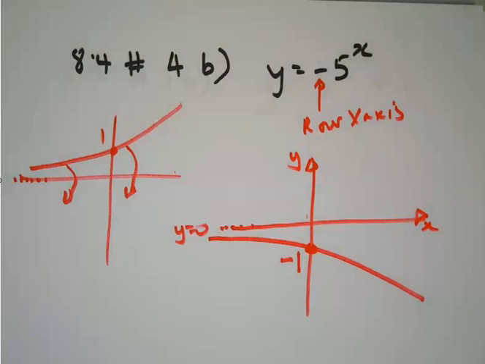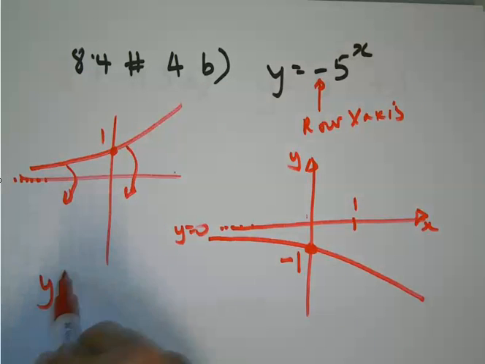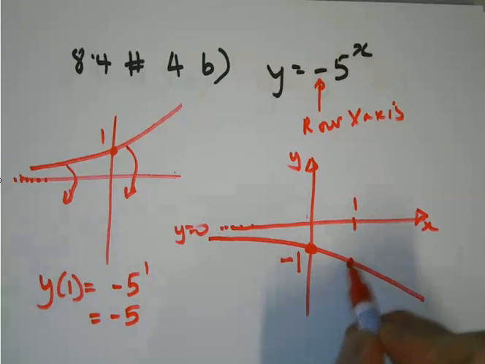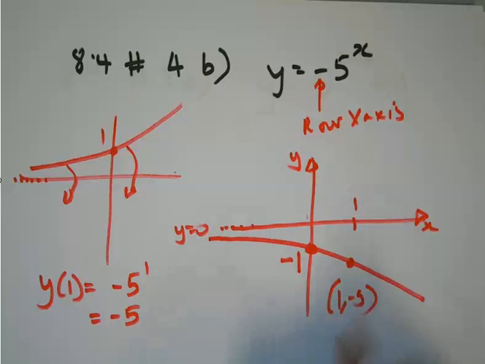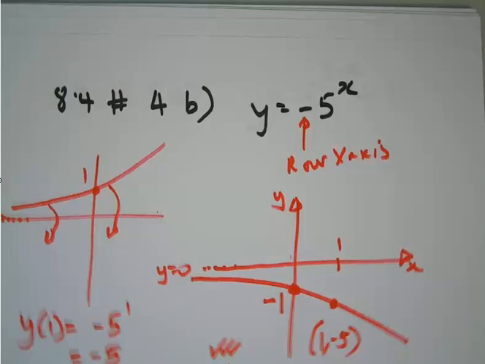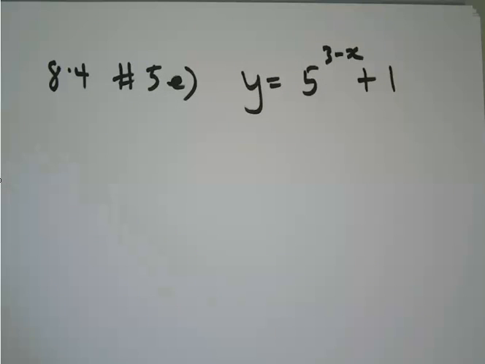I'd like to have another point. I'll choose the point when x equals 1. y of 1 will equal -5 to the 1 or -5. 1 and -5 is my second point. I have 2 points labelled, I have all the axial intercepts labelled, I have the asymptote labelled. Beautiful graph.